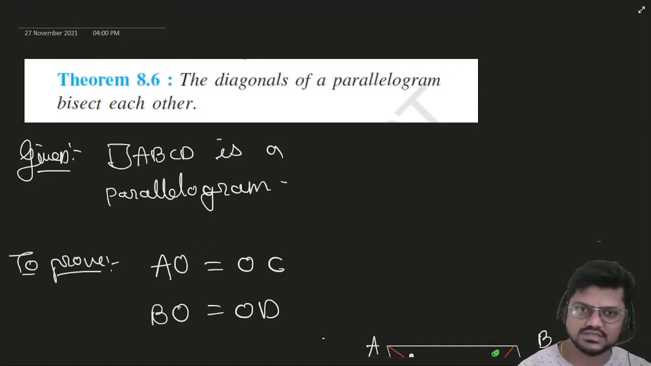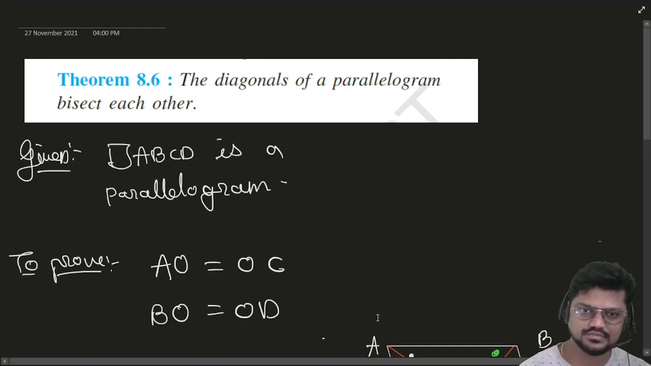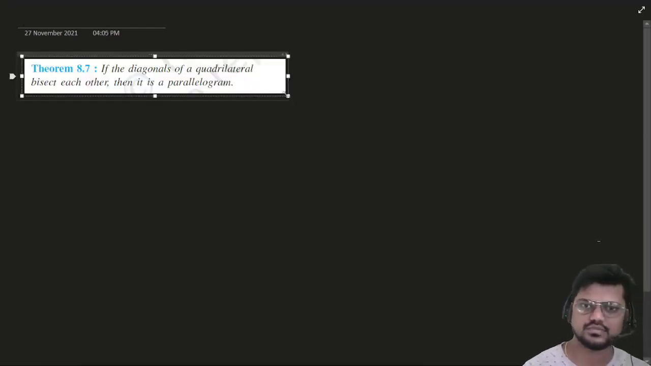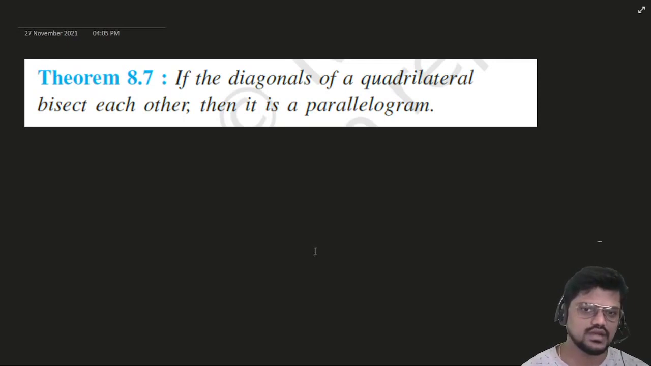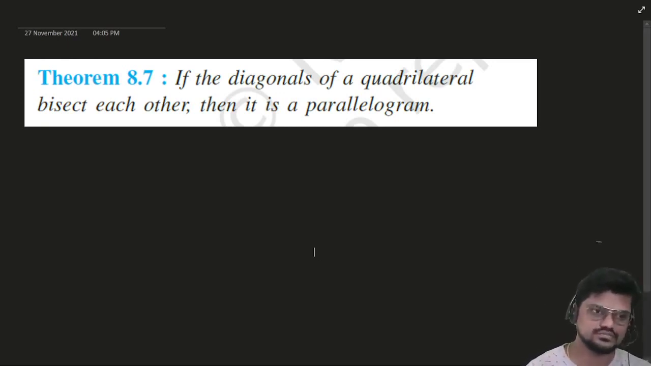The next is just the converse of this. Over here, what they have given: if the diagonals of a quadrilateral bisect each other, then it is a parallelogram. What did we do just before? If the diagonals of a parallelogram bisect each other. Here, if they are bisecting each other, then it is a parallelogram. It is just the converse of that.